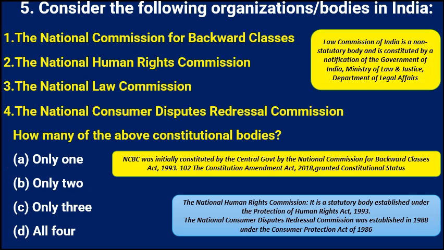Only one, A, is the correct answer. Only the National Commission for Backward Classes is the constitutional body. The remaining are not constitutional bodies. Now let us see one by one.